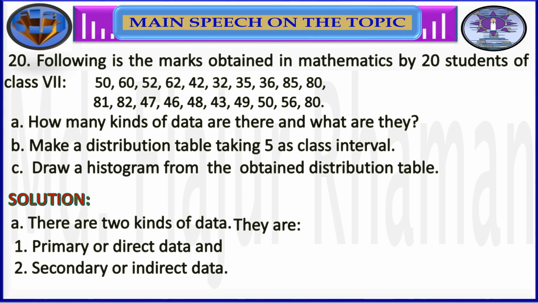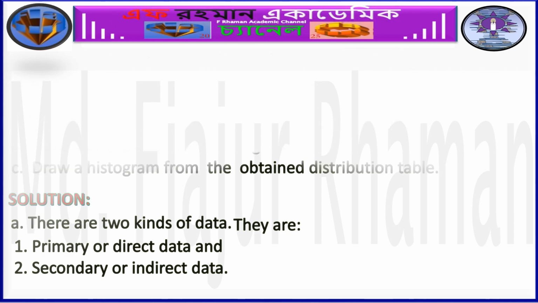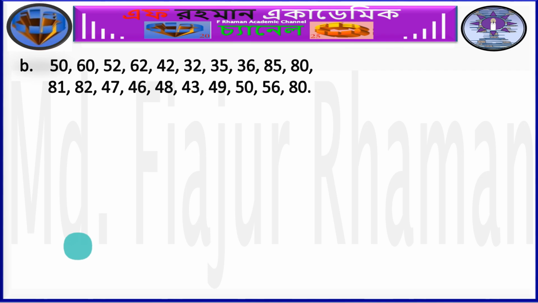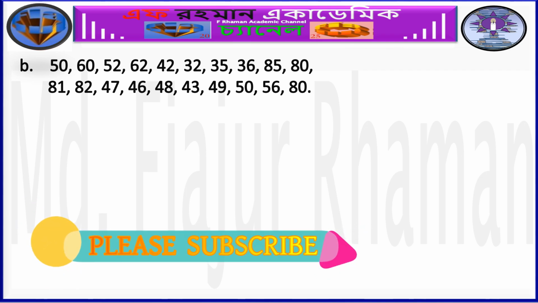Let us answer the next question. Question B. We should write all the data first, and it is better to write 10 data in each row. In the first row there are 10 data, and in the second row there are 10 data, and there are 20 data in total. In question B, you are asked to make a frequency distribution table taking 5 as class interval.